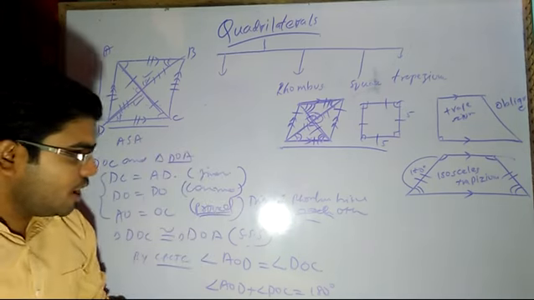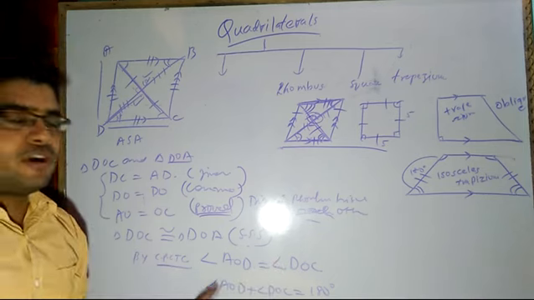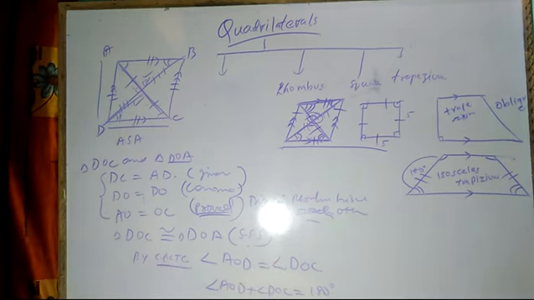Why have I written 2 angle AOD? Because these two angles are equal from the proving part. That is why this angle will be equal to 90 degrees.